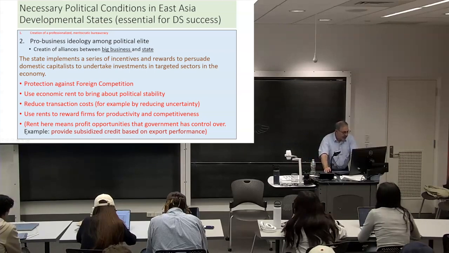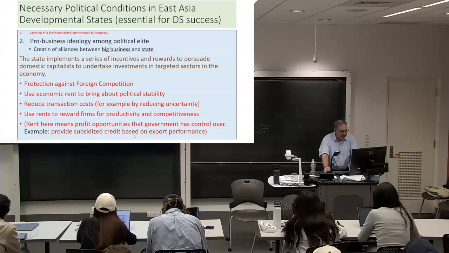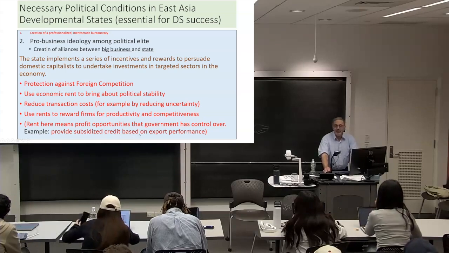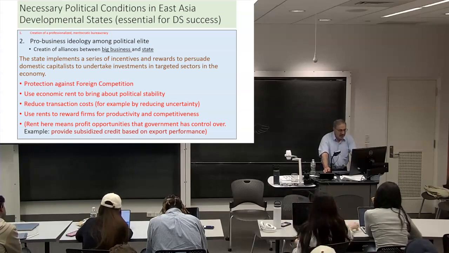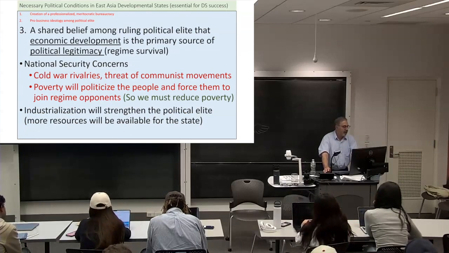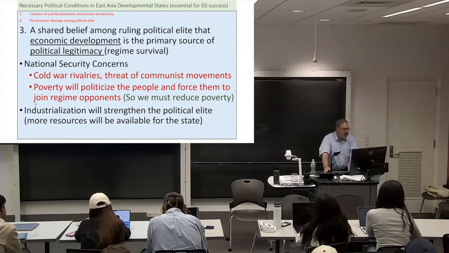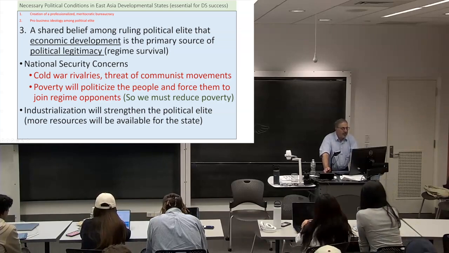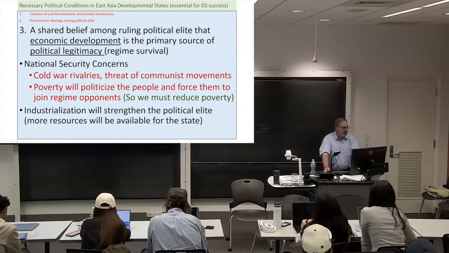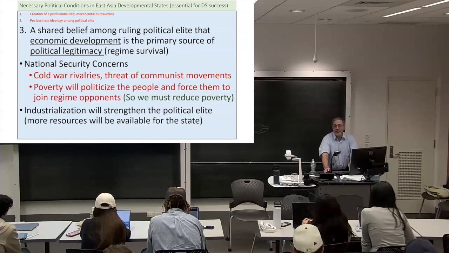Okay, the rents here means profit opportunities that government has control over, such as providing subsidized credit, which should be done based on production performance, quality performance, and subsidy performance. Third one among those three is a shared belief that legitimacy of the government is based on economic success, economic development. So that shared belief is very important.